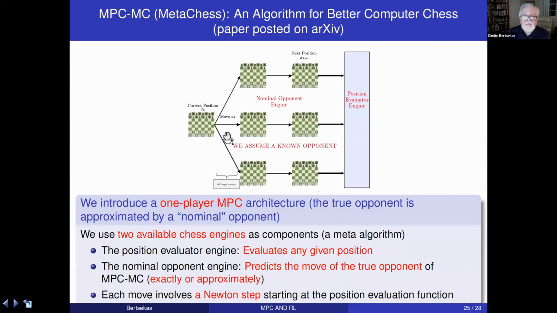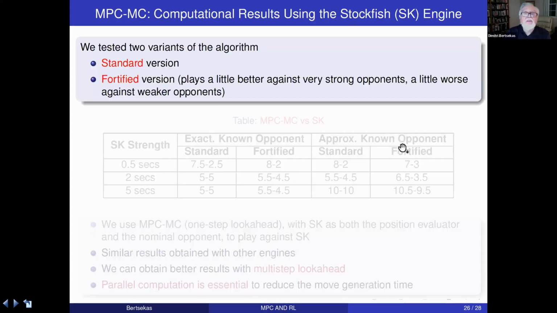Now, each move at any one position involves a Newton step based on what I've discussed earlier, starting at the position evaluation function. So we expect to get the benefit of the Newton step, and indeed this is so. Let me discuss a little bit the computational results that we have gotten here. We tested 2 variants of the algorithm, a standard version and another version, which we call fortified. Remember, fortified rollout, it relates to that. And this one's a little bit more conservative. It plays a little better against very strong opponents, a little worse against weaker opponents.